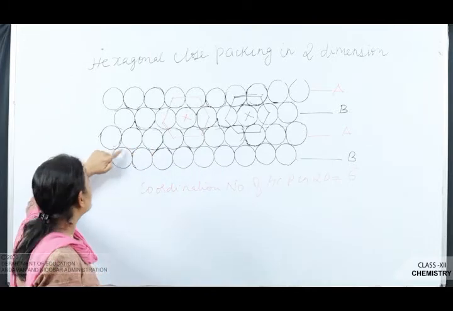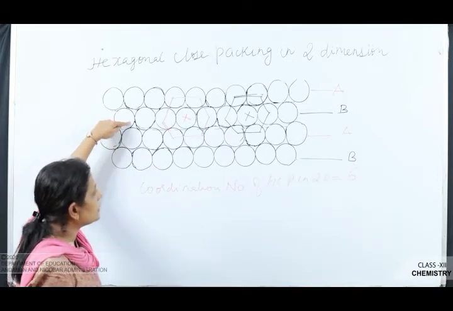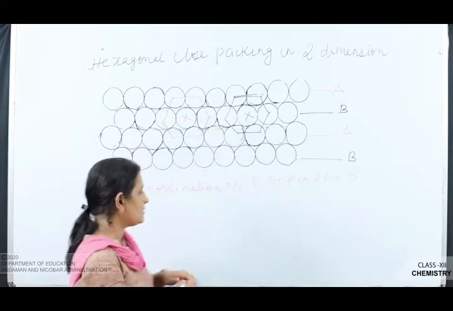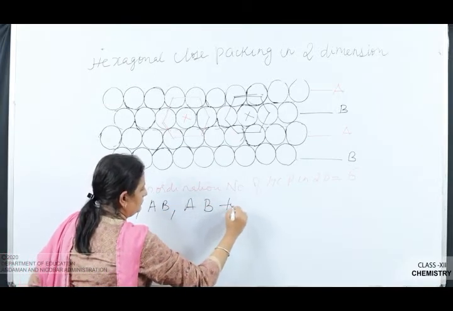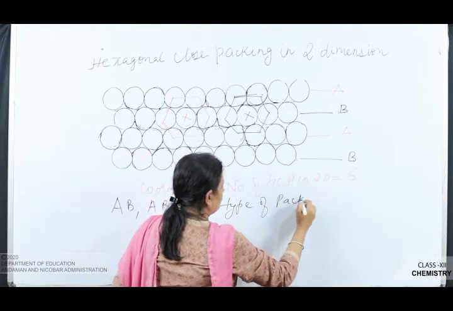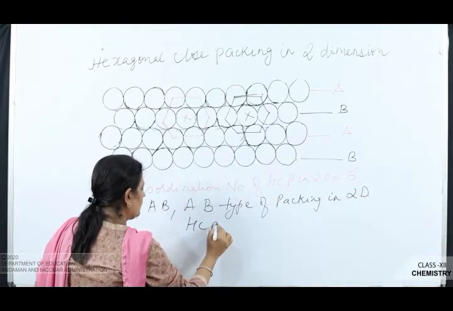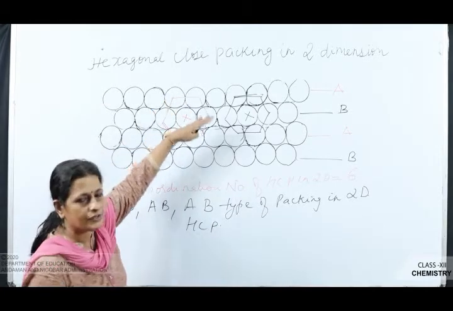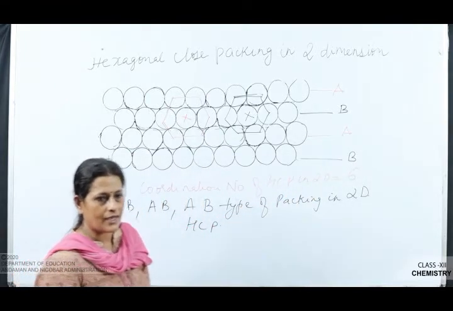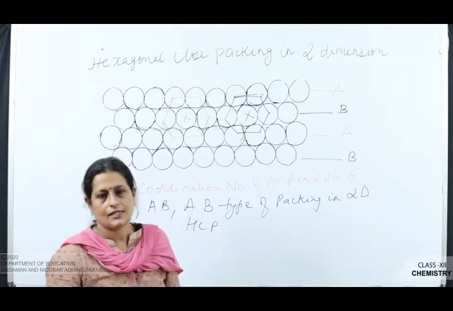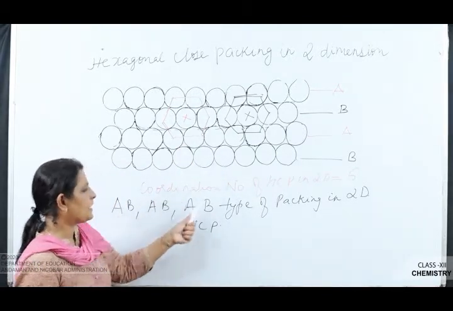A. Then the fourth layer is arranged in the voids of the third layer, or it is aligned with the second layer. So, the fourth layer becomes identical to what? The second layer. So, this is being repeated. This is known as AB, AB type of packing in 2 dimension, or it is what? Hexagonal close packing in 2 dimension, and each sphere is in contact with how many spheres? 6 spheres. So, the coordination number is 6. Is it clear? In case of hexagonal close packing in 2 dimension, each sphere is in contact with 6 other spheres, so the coordination number is 6, and this type of packing gives you AB, AB type of arrangement.